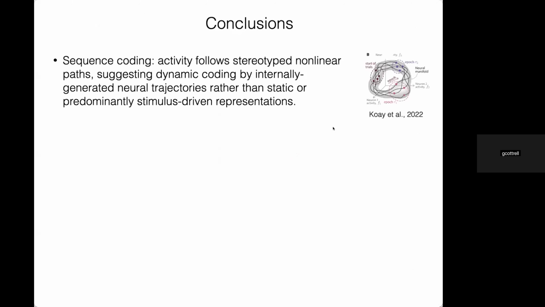Okay, so to wrap up, I told you that at least in our task, in our hands, we have this picture of sequence coding. Activity seems to follow these sequential paths. Our thinking has been very influenced by this really nice paper from Suan Kuei from David Tank's lab, where I think they articulate very nicely what this coding picture looks like: stereotyped sequences through time with information multiplicatively encoded around that. That's been very influential on how we think about these data.